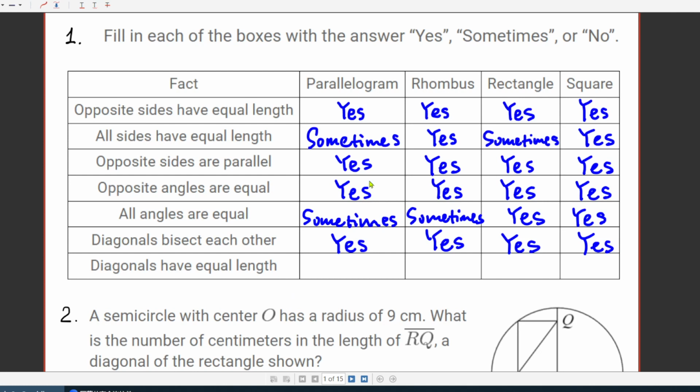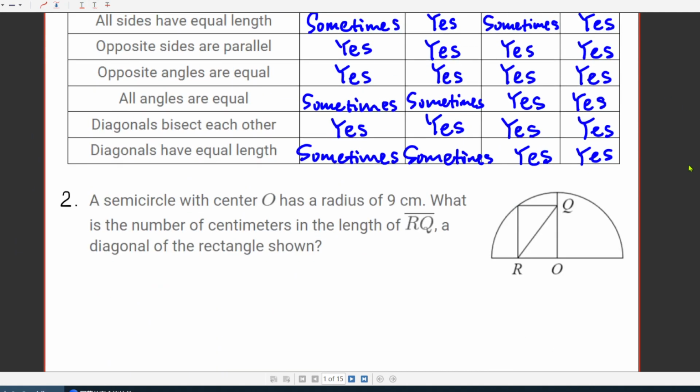Diagonals have equal lengths. For parallelograms, this is not necessarily true. Sometimes true, sometimes not. For rhombus, again, sometimes true, sometimes not. Rectangle, this is true, and for squares, this is also true, right? Any questions? All right, then let's have a look at the next one.